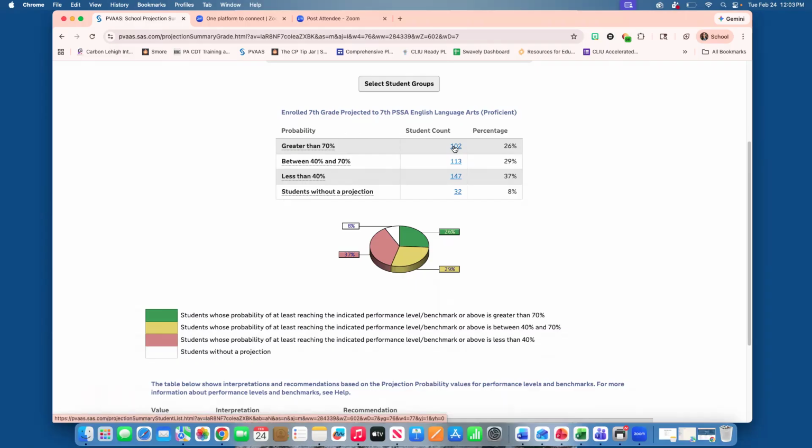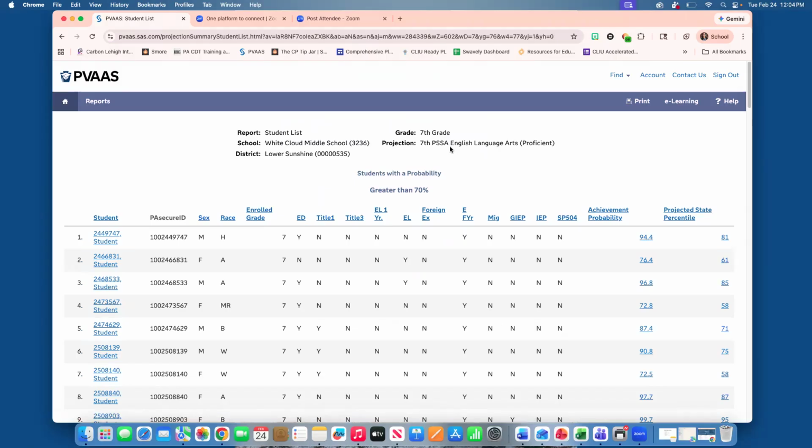So let's say I want to look at my students who have a greater than 70% chance of scoring proficient. It's going to take me to a sheet that looks like this, where they're going to give you the student name. I'm in a demo account, so I only have the student ID numbers, but you will see the student's name here. You will see whether they're Title I, Title III, EL student, if they have a GIEP, IEP. But right here, you're going to see their achievement probability.